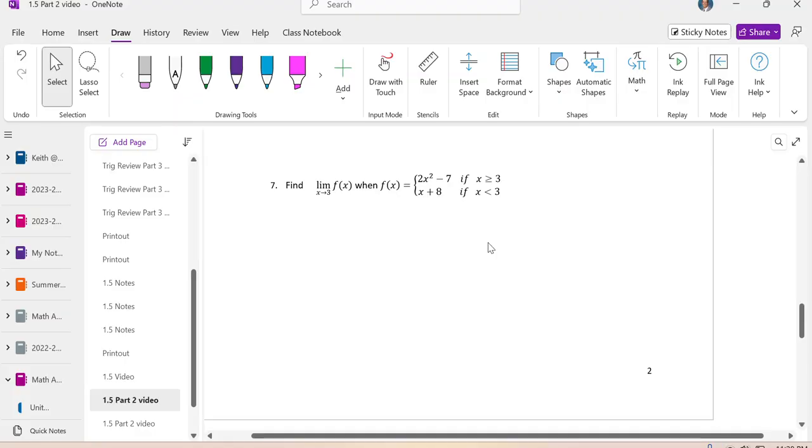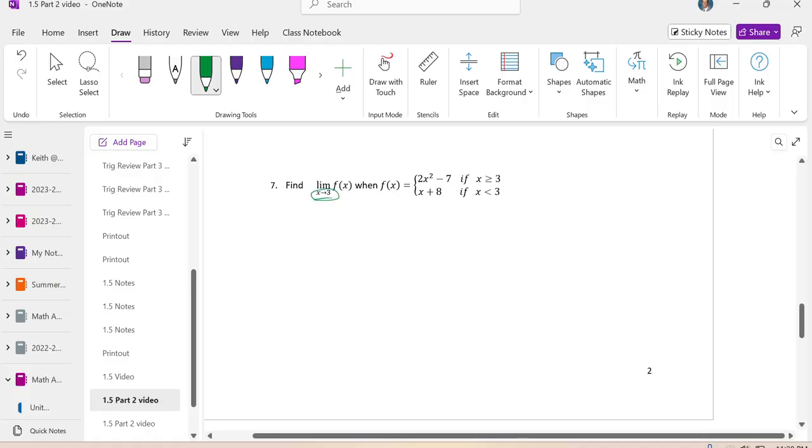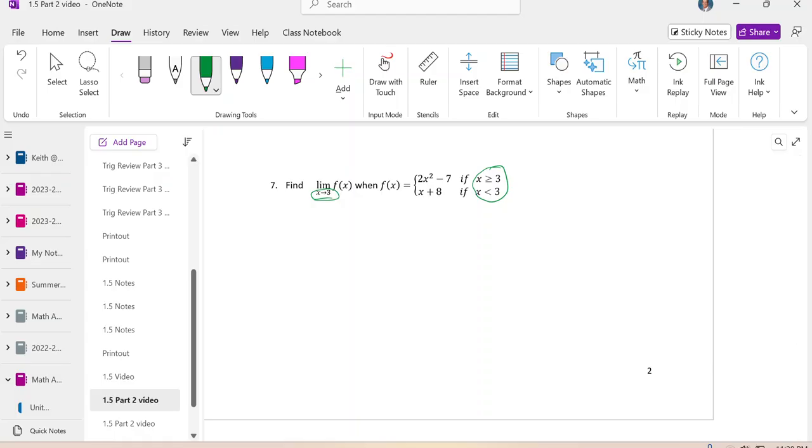when it's a piecewise, remember, you're finding the limit as x approaches 3. This is a changing point. So if you're evaluating the limit of a piecewise function at the changing point, then you have to find the limit as x approaches 3 from the left. And from the left is less than. So that's x plus 8. So when you put 3 plus 8, that gives you 11.